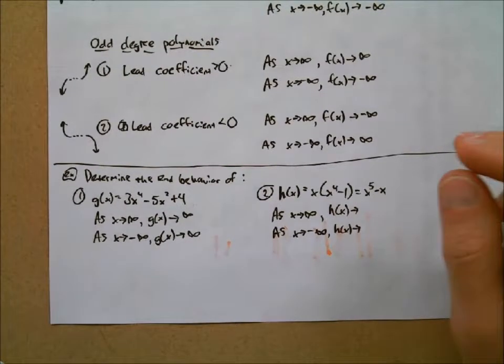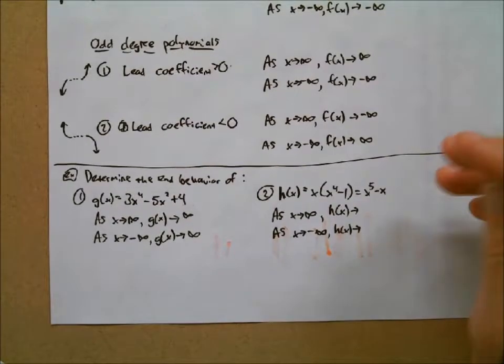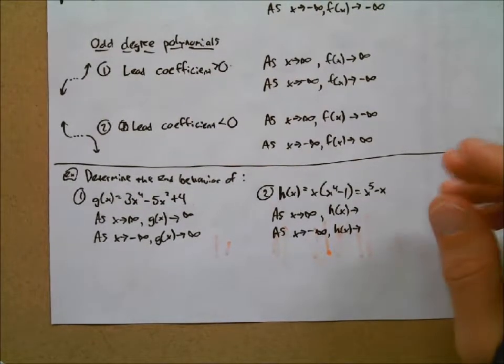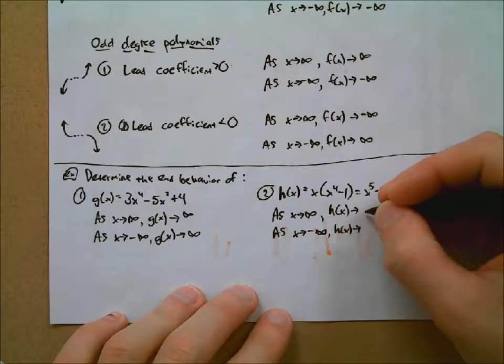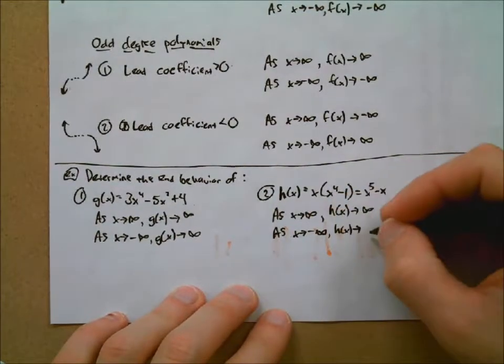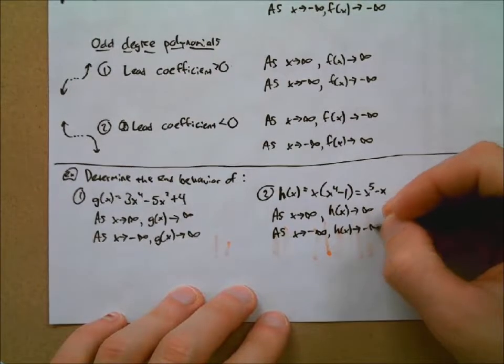Positive lead coefficient. So think of an x cubed, right? What the end behavior will be like. So as x approaches infinity, h of x will approach infinity, and as x approaches negative infinity, h of x will approach negative infinity. Okay?